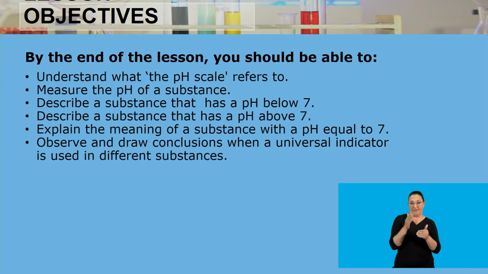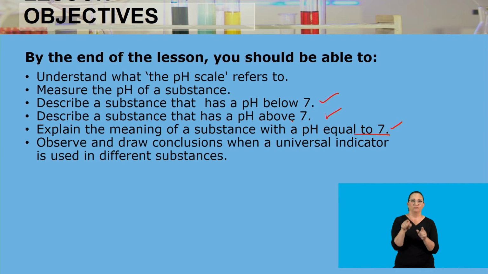But before we get to that part, we need to set goals that we need to achieve by the end of the lesson. By the end of the lesson, you should be able to understand what the pH scale refers to. You also need to be able to measure the pH of a substance, describe a substance that has a pH that is below 7, also describe a substance that has a pH above 7, and then also explain the meaning of a substance that has a pH that is equal to 7.